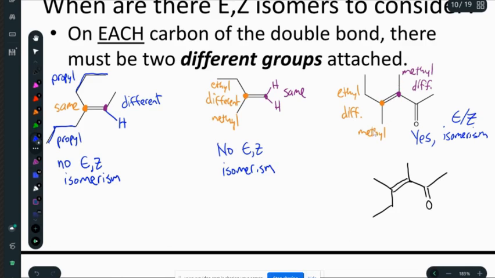Notice it didn't matter that I had a methyl group on each side. What matters is I'm comparing the two groups that are bonded to the same carbon. So it's okay if I have a methyl group on the purple carbon and a methyl group on the orange carbon. That's not what I'm comparing. I'm comparing this methyl with this ethyl, and I'm comparing this methyl with this ketone group. So yes, I would have easy isomerism here. And we'll talk in a minute about which one would be called E and which one would be called Z because it's not obvious. But in one of them, the two methyl groups are opposed to each other, and in the other one, the two methyl groups are on the same side.